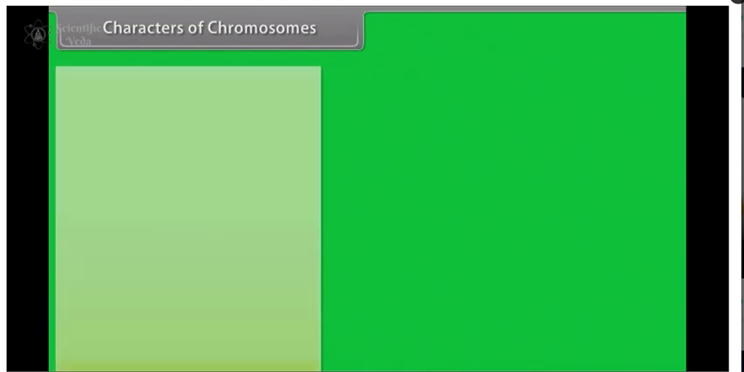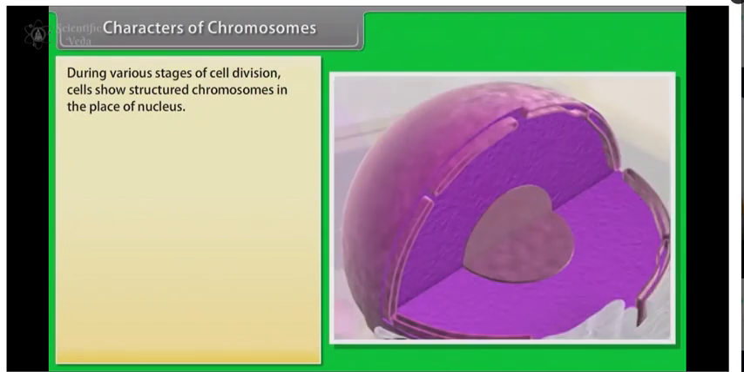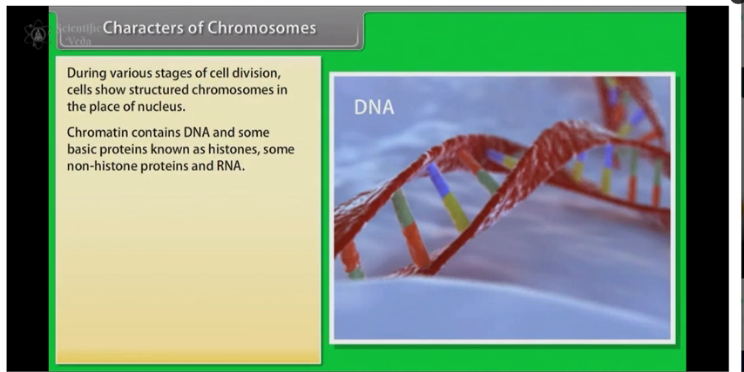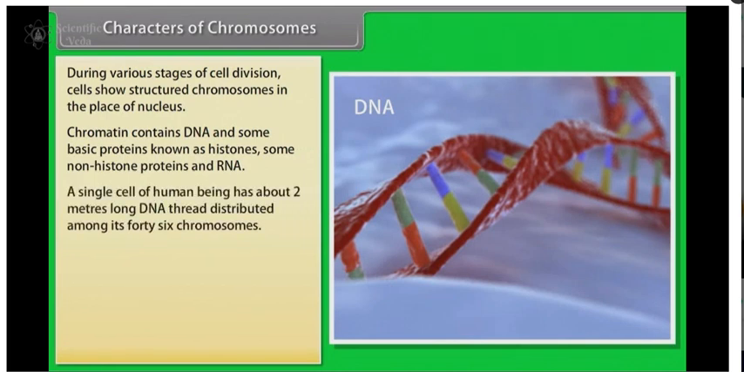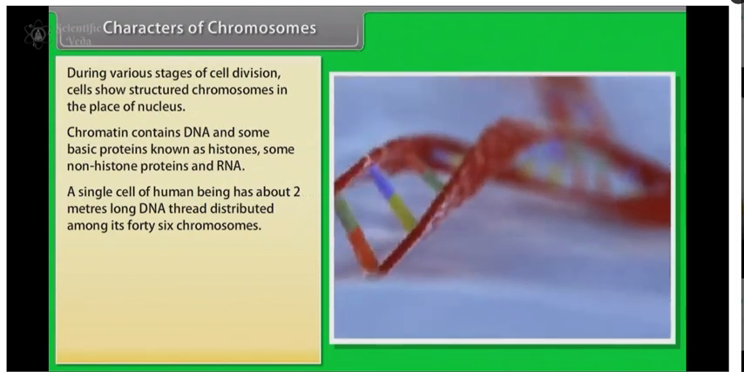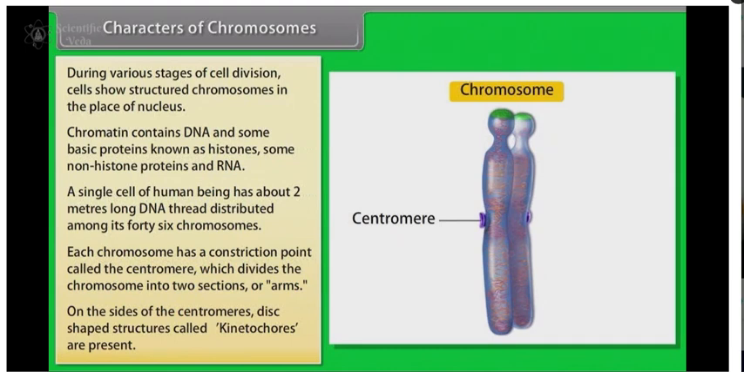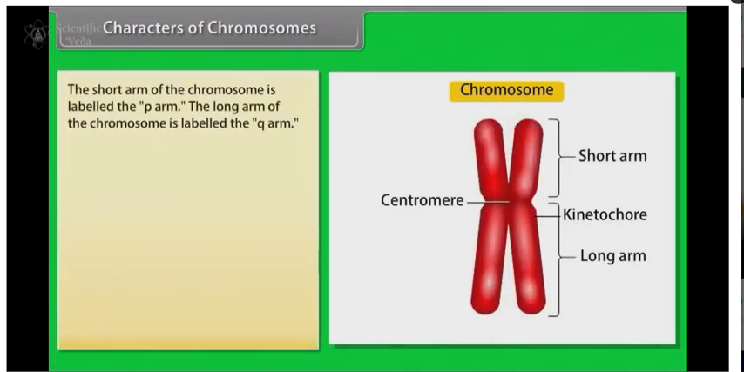Characters of chromosomes. During various stages of cell division, cells show structured chromosomes in the place of nucleus. Chromatin contains DNA and some basic proteins known as histones, some non-histone proteins, and RNA. A single cell of a human being has about 2-meter-long DNA thread distributed among its 46 chromosomes. Each chromosome has a constriction point called the centromere, which divides the chromosome into two sections or arms. On the sides of the centromeres, disc-shaped structures called kinetochores are present. The short arm of the chromosome is labeled the P arm. The long arm of the chromosome is labeled the Q arm.